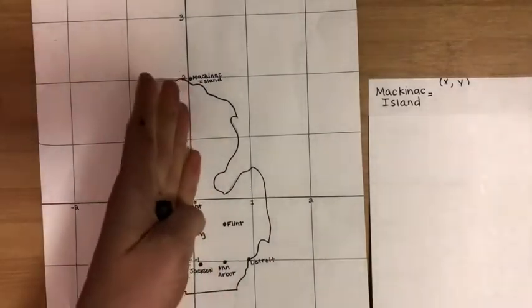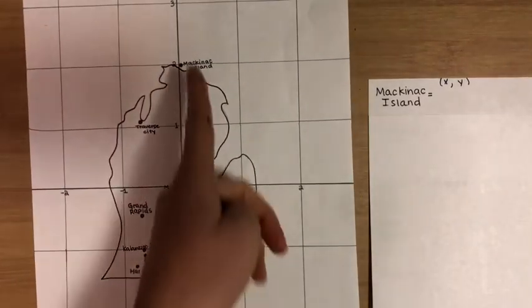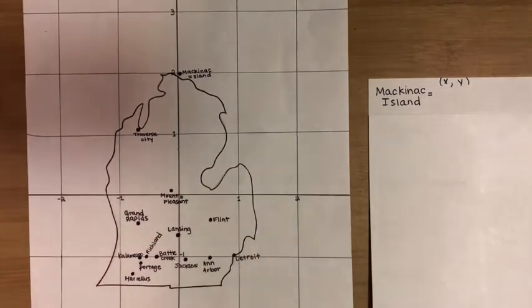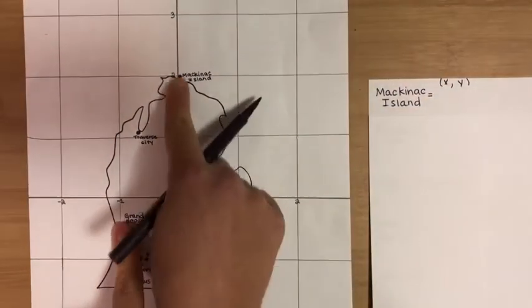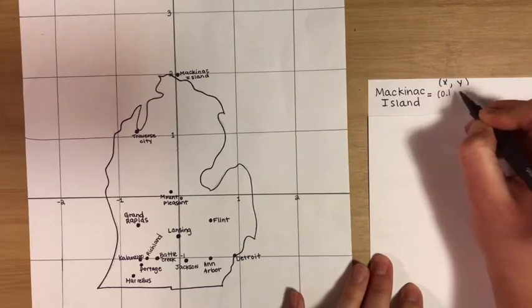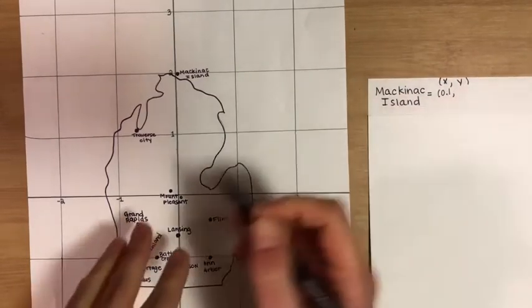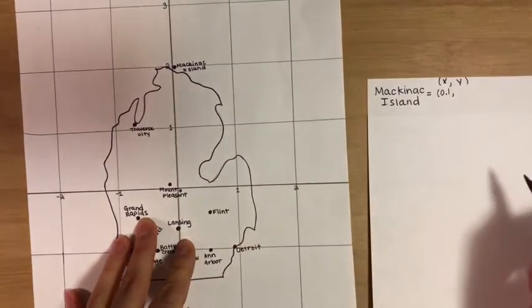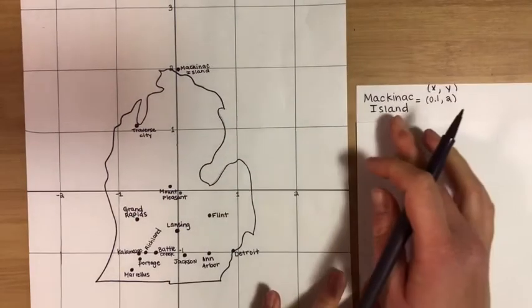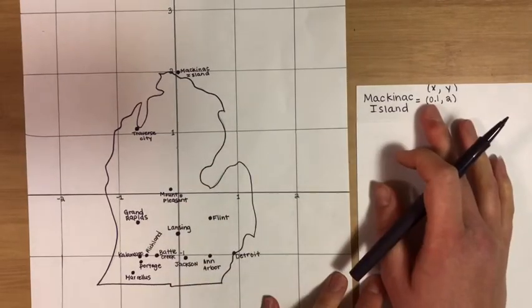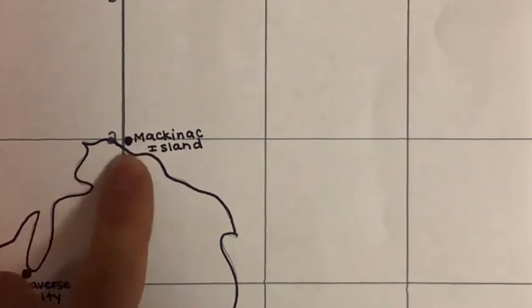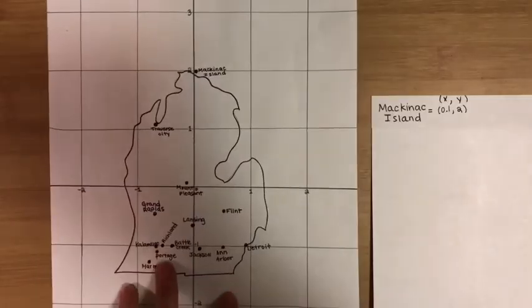So, if I'm looking at where Mackinac Island is, it's very close to the y line. So I didn't really go over very far on the x line. I only went over maybe 0.1. So I'm going to put 0.1. And then how far did we go up? It looks like we went up exactly 2. So the coordinates for Mackinac Island on this map would be 0.1, 2. So see, it's really close to that line. So it's almost at 0. It's probably just at 0.1.